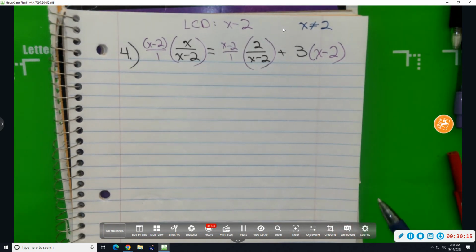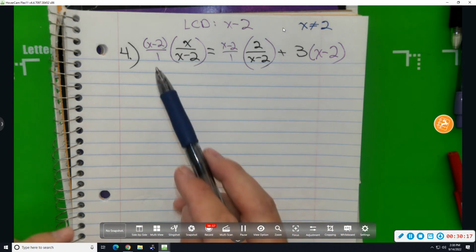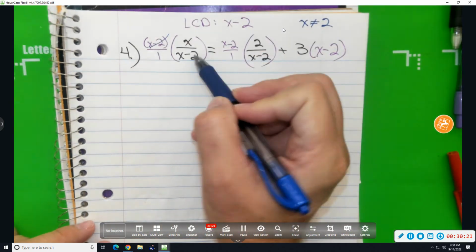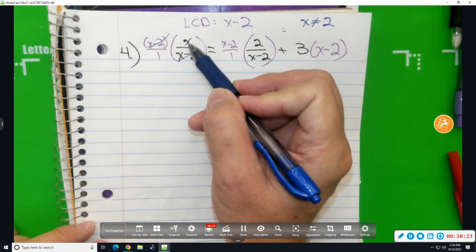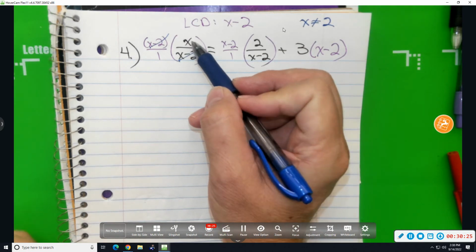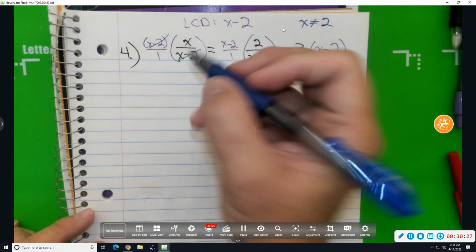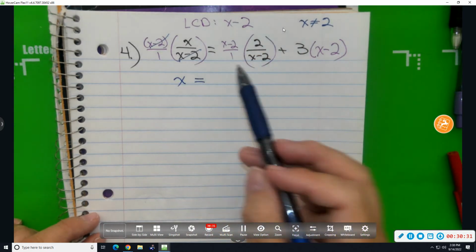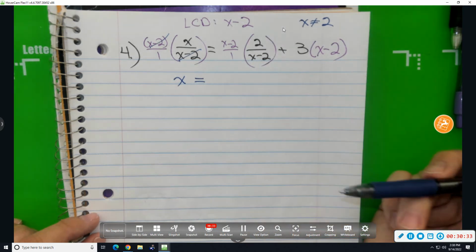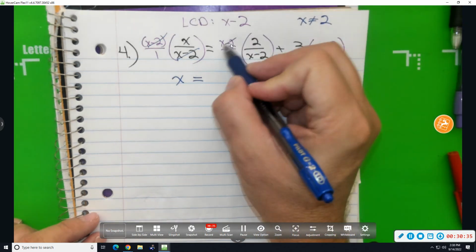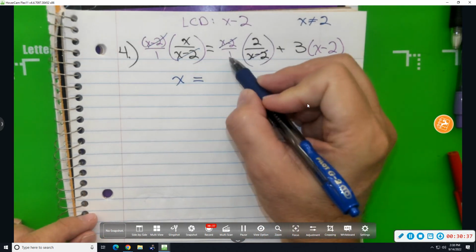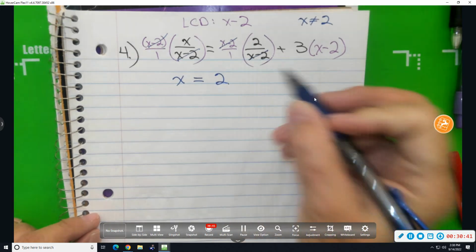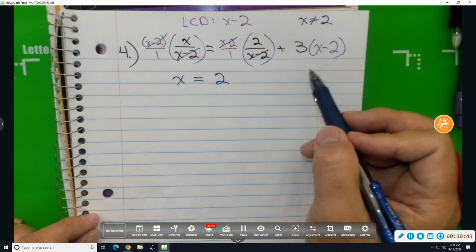So, this is going to cancel nicely. The first product, what's going to cancel? The x minus 2's. That's what we wanted. I think this one's going to work out nicer than number 3. X divided by 1 is just an x. The second product, what's going to cancel? The x minus 2. So we have 2 over 1, which is just 2. There's no fraction here, so nothing's going to cancel.